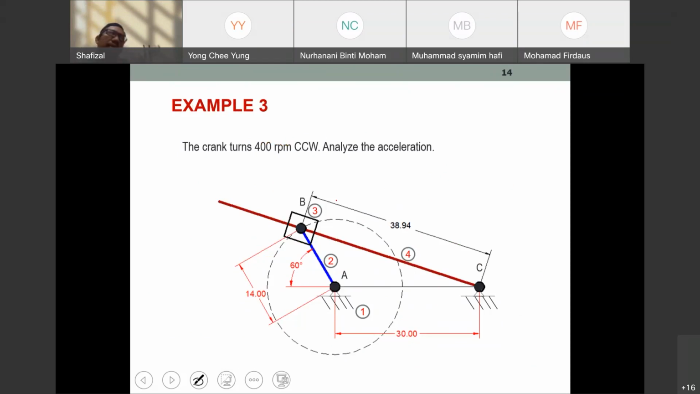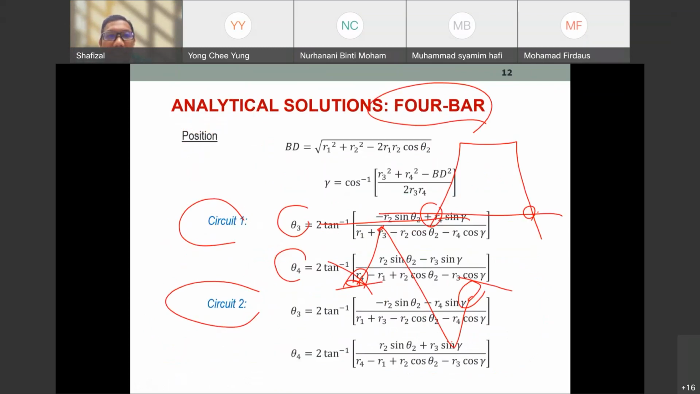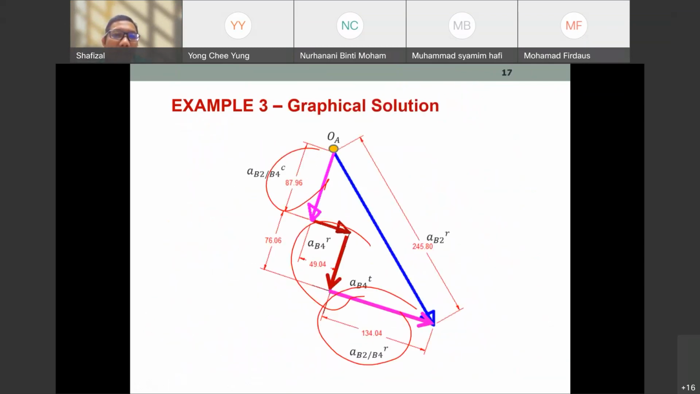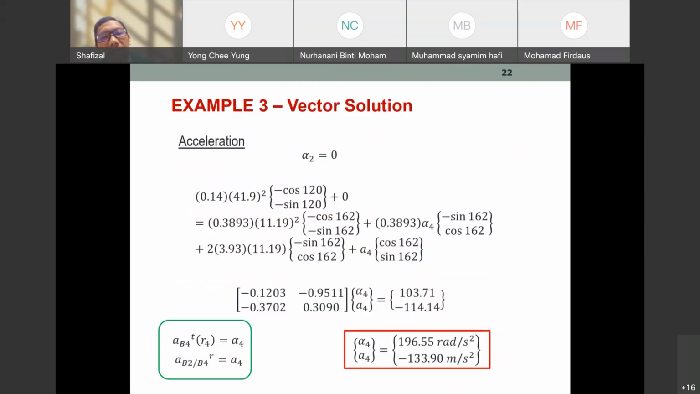Okay, pusingkan supaya similar to the slider crank, and based on that you can just put into these equations given here, and you can find all the velocity as well as accelerations for the questions. But before that, don't forget to do the position analysis first. Try to find the unknown vectors or unknowns, length as well as positions, and also the unknown thetas.